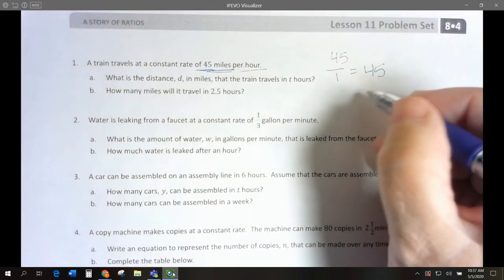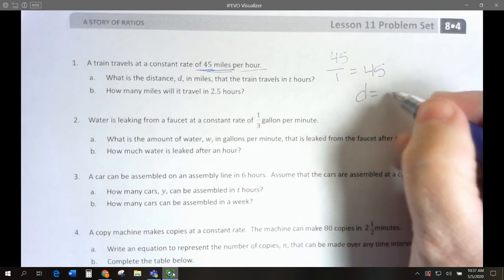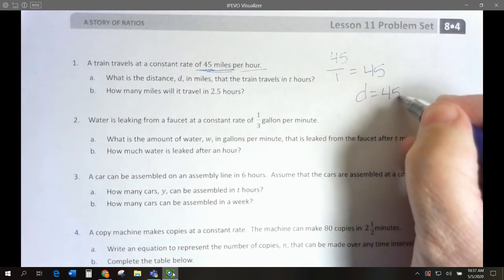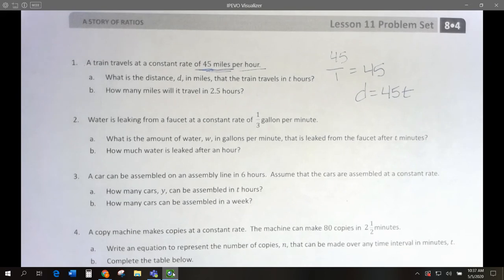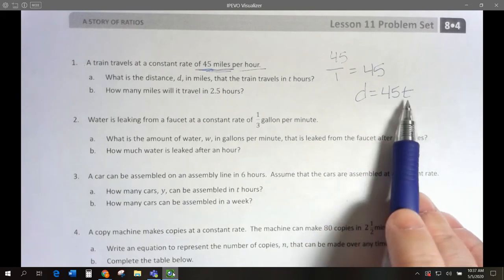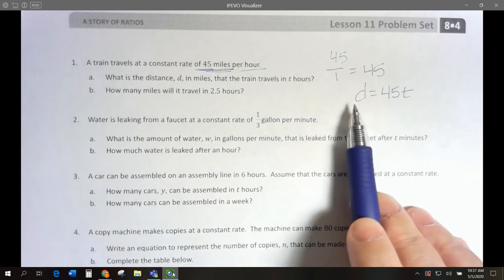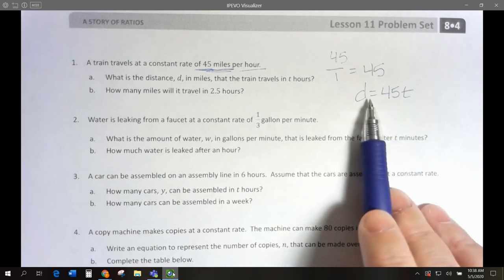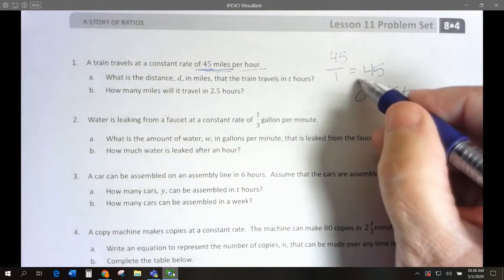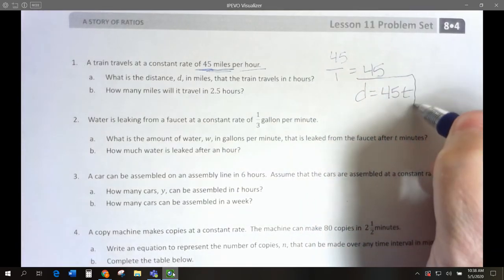So the distance is going to be 45 times t, the number of hours we drive. If we drive 1 hour at 45 miles an hour, we're going to go 45. If we drive 2 hours at 45 miles each hour, we're going to go 90. So this is our equation for A.